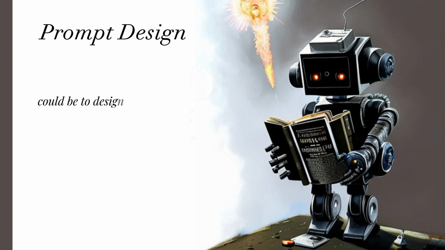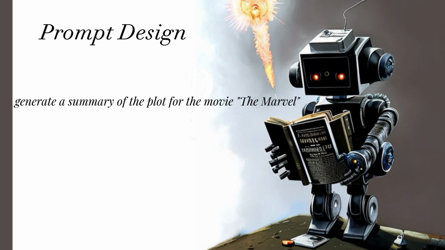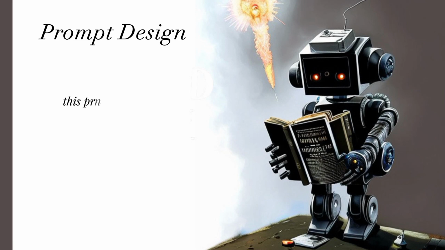Another example could be to design a prompt for a language model that generates movie summaries. The prompt could be, "Generate a summary of the plot for the movie The Marvel." This prompt provides specific context and information to the model, allowing it to generate a more accurate and relevant summary of the movie.